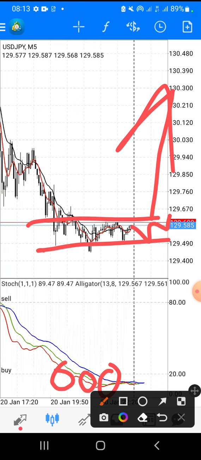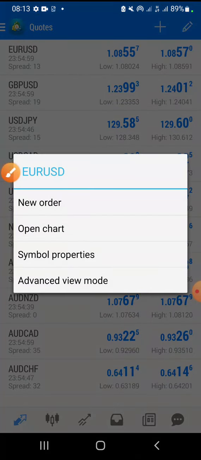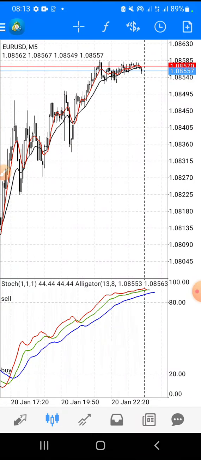So you can use this strategy on all these currencies, even EUR/USD, whichever one you think of. Just use the same principles. Until next time.